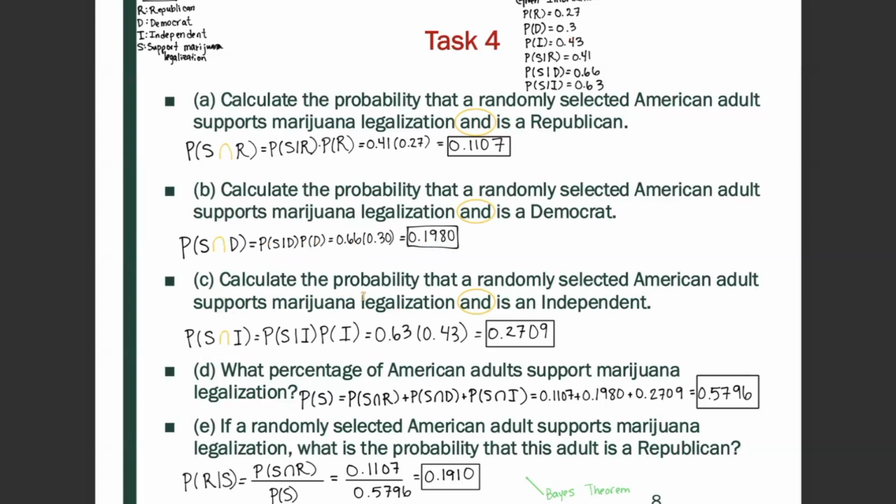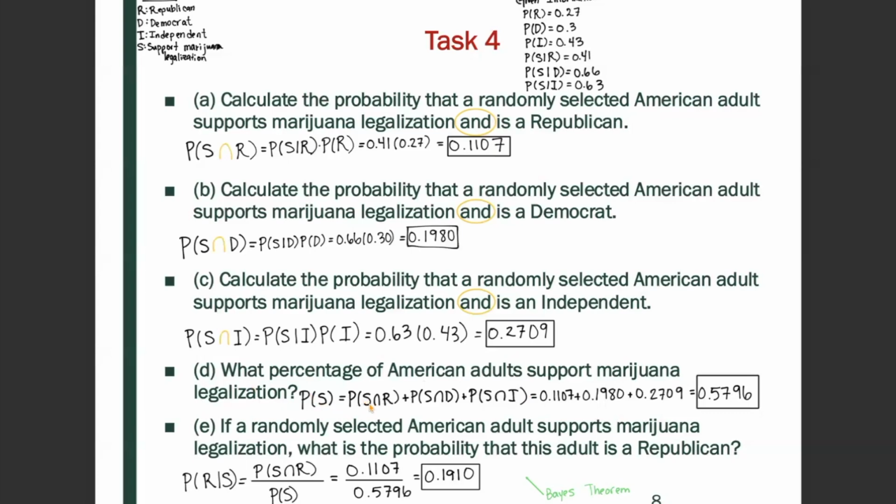Part C, calculate the probability that a randomly selected American adult supports marijuana legalization and is an independent. So that would be the probability of S intersect I. So S is that the randomly selected American adult supports marijuana legalization and is an independent. So that equals the probability of S given I times the probability of I. So that would be 0.63 times 0.43, which yields 0.2709.